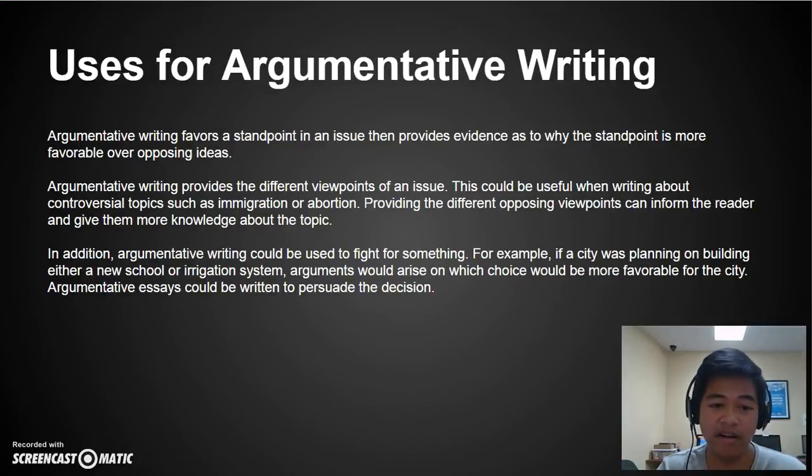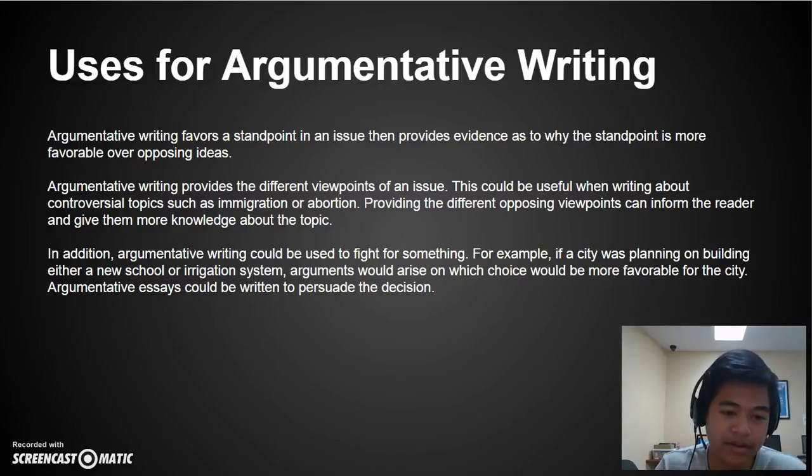And some of the uses for argumentative writing. You want to provide different viewpoints. Maybe you want to start a petition on a very controversial topic. For example, what I put here, immigration or abortion, those are very controversial. And you want to provide your viewpoint on it. You want to inform the reader. You want to give them more knowledge on the topic.